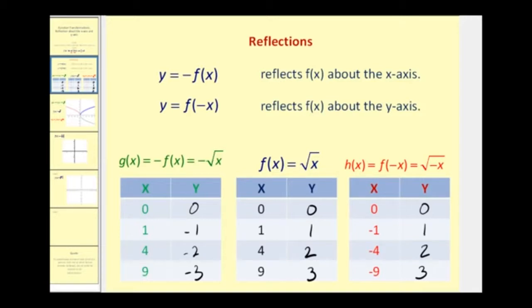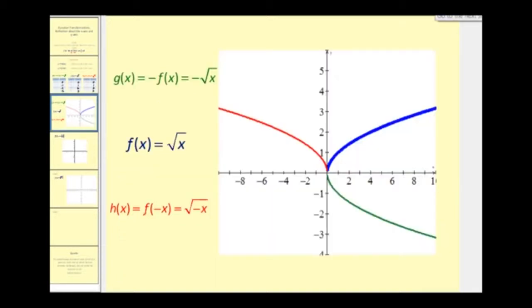If we were to graph these three functions on the same coordinate plane, we would have our original function in blue. If we change the sign of the x coordinates, or reflect this graph about the y-axis, we would have h of x, which equals f of negative x. We change the sign of the x coordinate. And in green, if we reflect it across the x-axis or change the sign of the y coordinates, we would have g of x, which equals negative f of x.